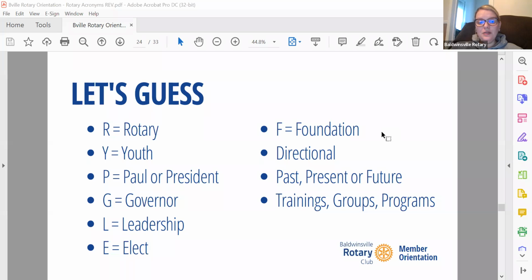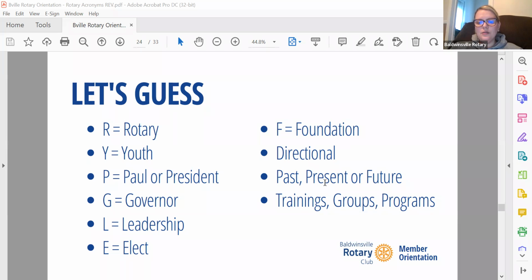So if you're trying to guess, we've covered some of these letters and they have generally pretty common meanings. These aren't hard and fast rules, but they're pretty good letters to try and remember to get to the bottom of what an acronym might mean. R for Rotary, Y for youth. Now P, it could be Paul or president. It could also be public, for public image. There's so many acronyms, we can't get into all of them because I don't want to overwhelm you. I'm trying to stick to some of the most common ones that you'll hear or see.